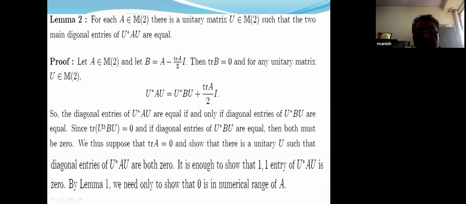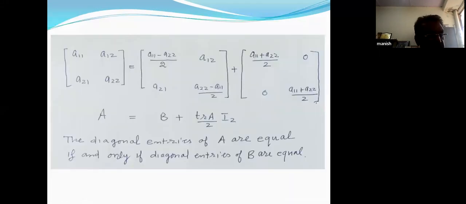Since the trace of U star BU is the same as the trace of B, we calculate this comes out to be trace A minus trace A by 2 times trace of identity, which is 2. So the trace of B is 0. So we can suppose that the trace of A is 0. So what is happening? This matrix A11, A12, A21, A22, we can write in this form because we are just adding this. So we have the same here A11. So we have to show that A11 is equal to A22.